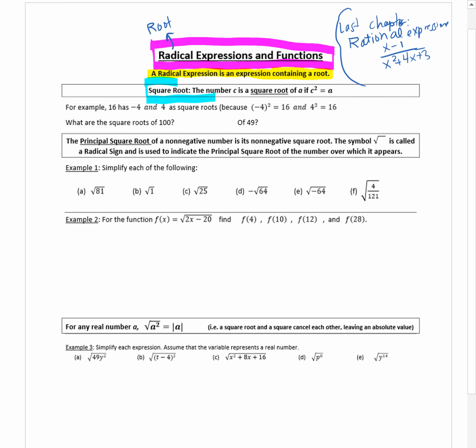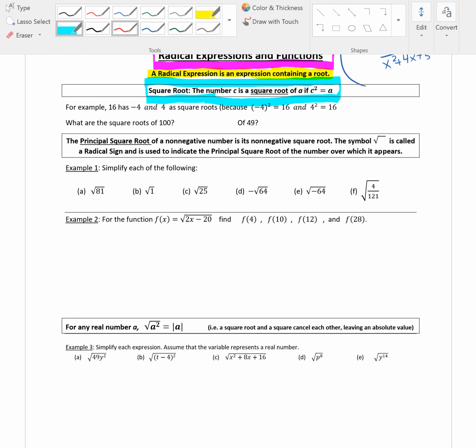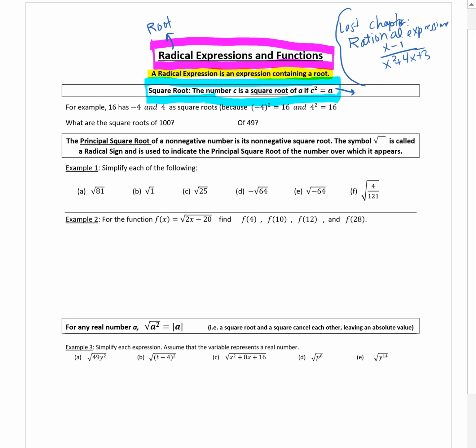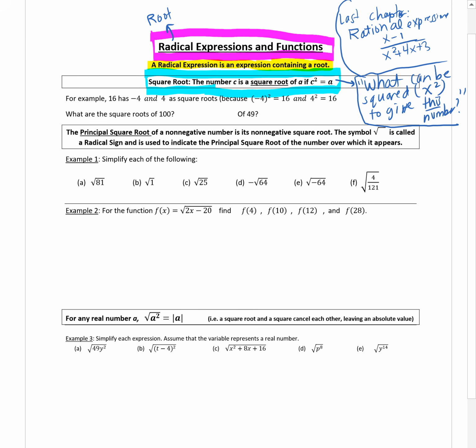But a square root, they say the number c is a square root of a if c squared equals a. That's very confusing, but really the way you can think of it is, if they ask what's the square root, you can ask yourself, what can be squared, raised to the second power, to give this number? They'll give you a number, like what's the square root of blah, blah, blah? Just look at that number and say, what can I square and get that number? That's all.